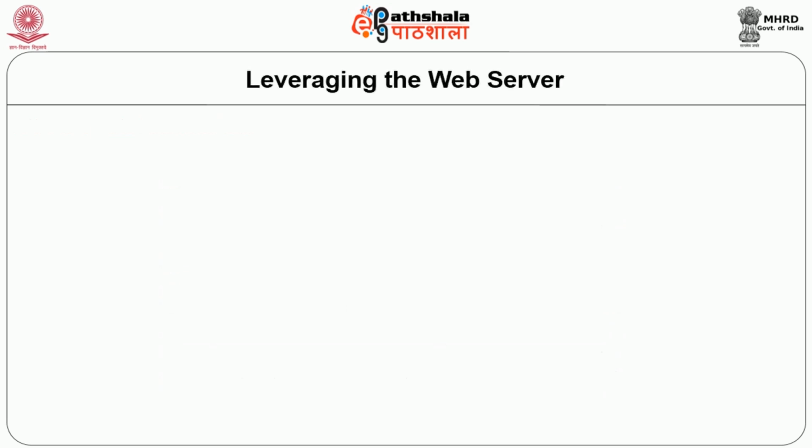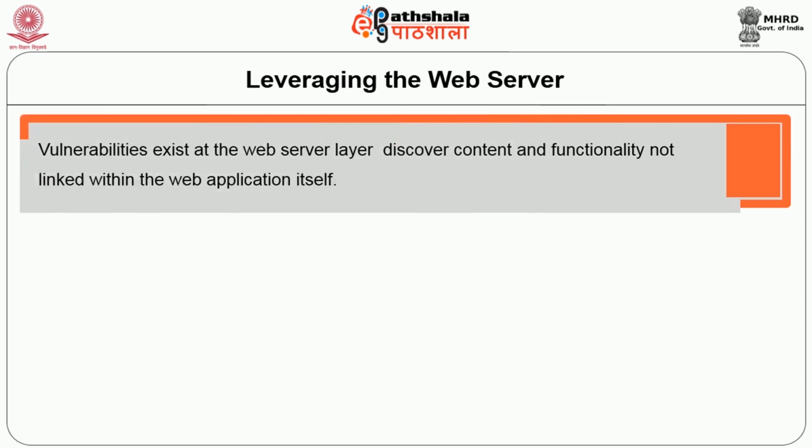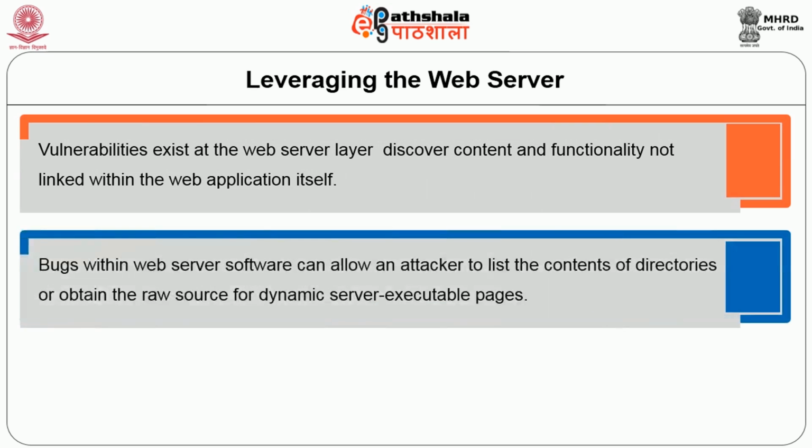Next, in case of enumerating the content and functionality, is leveraging the web server. It says vulnerabilities may exist at the web server layer that enable one to discover content and functionality that are not linked within the web application itself. There are bugs within web server software that can allow an attacker to list the contents of directories or obtain the raw source for dynamic server executable pages.